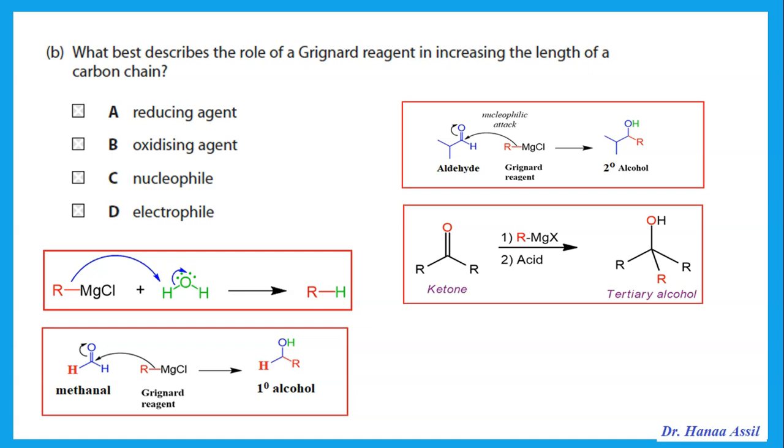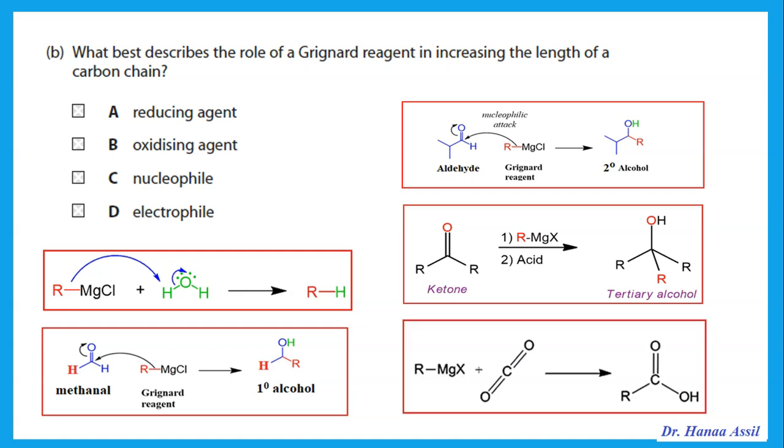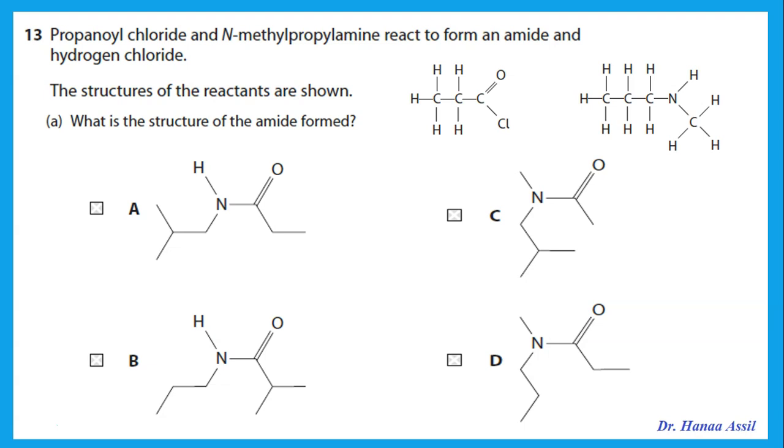alcohol. Or I can react it with a ketone, and that means in all of these cases I'm adding the R group to the carbon that has the carbonyl. I can also react it with carbon dioxide. This would give the acid. So in all of these cases, the Grignard is acting as a nucleophile that attacks the slightly positive carbon of the carbonyl.